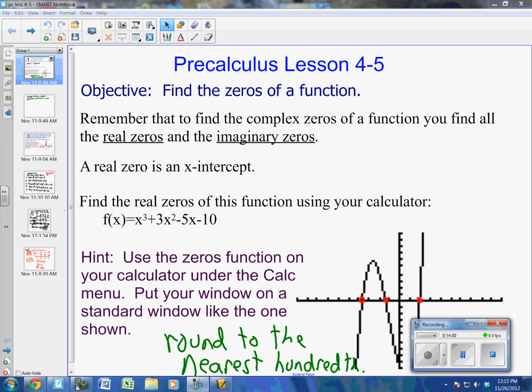Okay, the objective is to find the zeros of a function. I wrote it over here too. Find the complex zeros of a polynomial function. That's what I should have written on here, is find the complex zeros of a function. And it should be of a polynomial function.